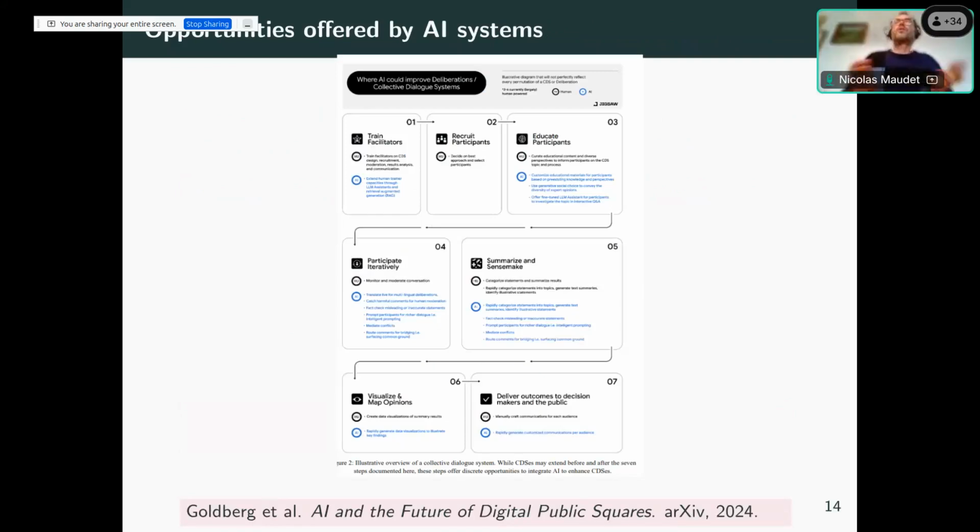But there are still many opportunities. I'm sorry, this is maybe a bit too small to read, but I just wanted to give you this reference. It's a paper with many authors, called AI and the Future of Digital Public Square. You have political scientists and others trying to discuss the new generation of deliberation platforms, what they call collective dialogue systems. They identify different ways that you can use AI systems, and for some of them, social choice is really involved. I'll talk a bit about that.